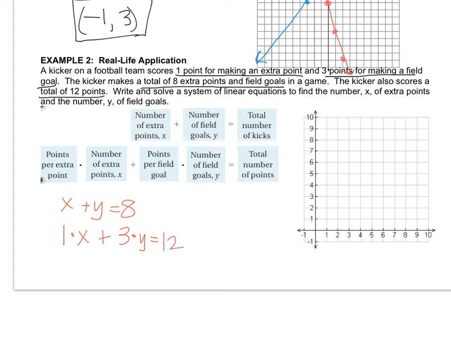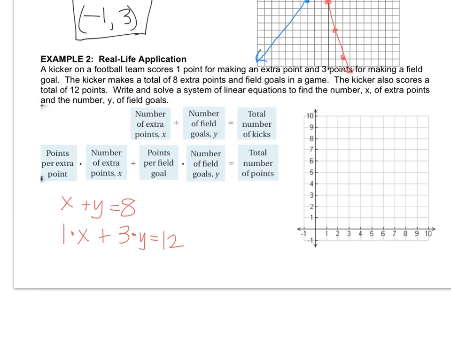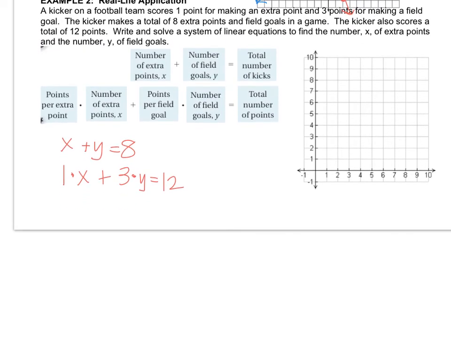So I'm just going to kind of neaten up my equations a little. I'm going to rewrite them as x plus y equals 8, because that wasn't so crazy. But the second equation I'm going to write as x plus 3y equals 12. So it just looks a little friendlier.